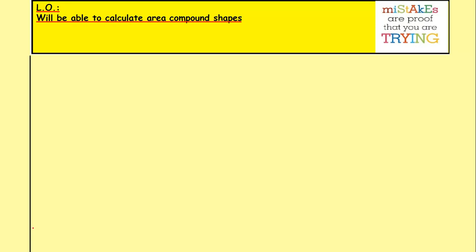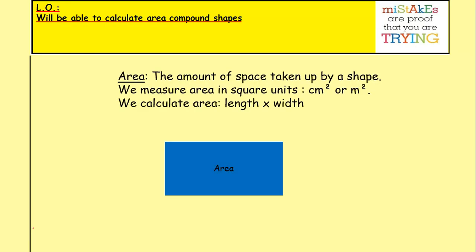Before we start, just a quick recap. Area is the amount of space taken up by a shape. We measure area in square units, centimeters squared or meters squared, the most common ones. And the formula is length times width.